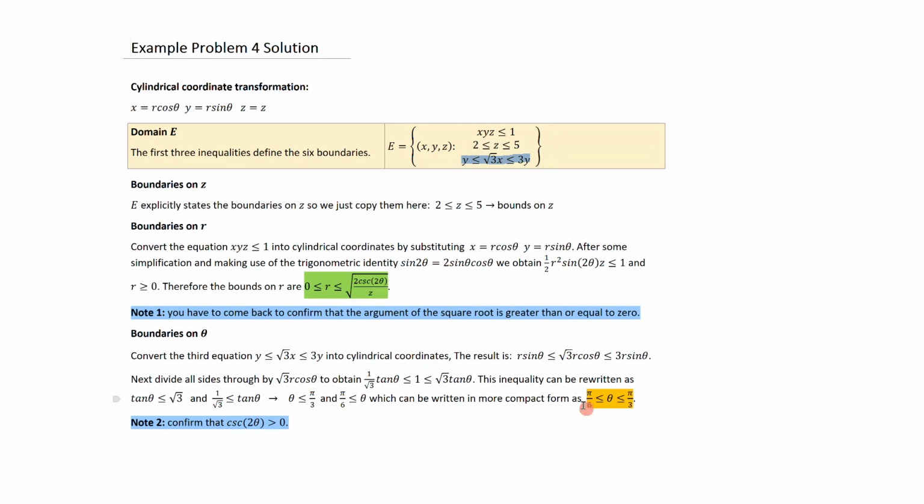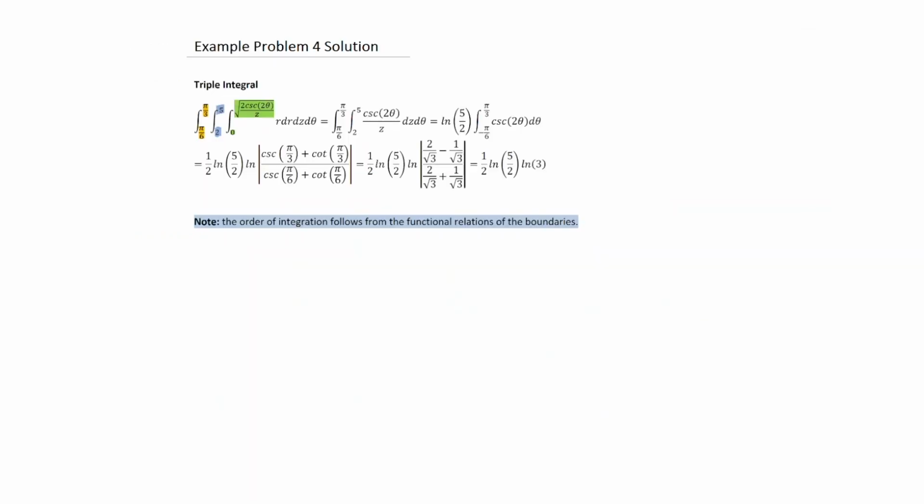Well, now that we know the range of theta, we can determine what the range of cosec 2 theta is. And for this range, it turns out that cosec 2 theta is a positive value, and as a result, the square root here is also positive. So now we have the bounds. The bounds on z are 2 and 5. The bounds on r are 0 and the square root of this argument. And the bounds of theta are pi over 6 and pi over 3. So this is now just a matter of substitutions.